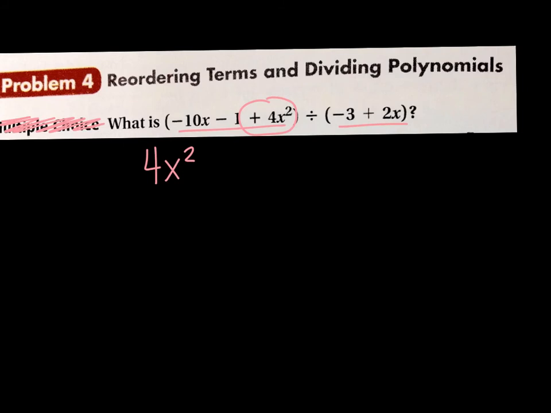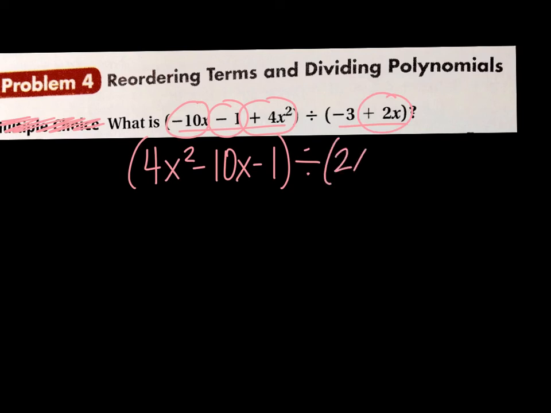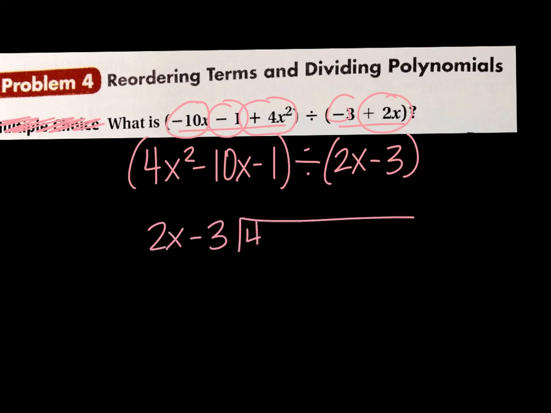Got to be 4x squared minus 10x minus 1. Do not forget that the sign that's in front of the term goes with it. And it's going to be positive 2x minus 3. And now if I don't have any missing terms, any 0 coefficients, I can go ahead and put it in long division form. Okay, and then we're going to long divide.